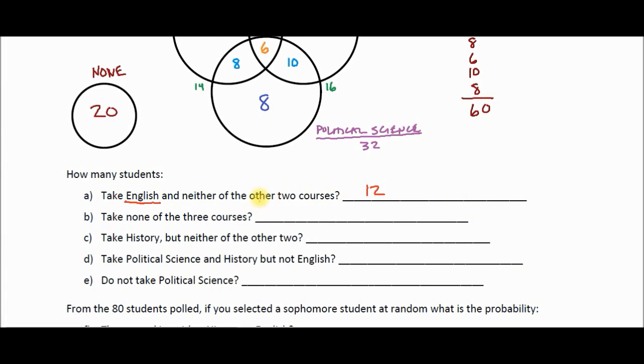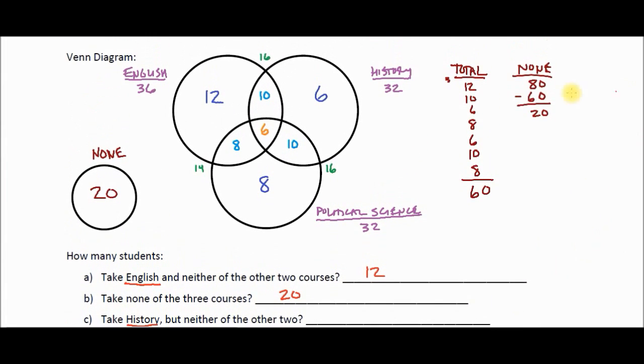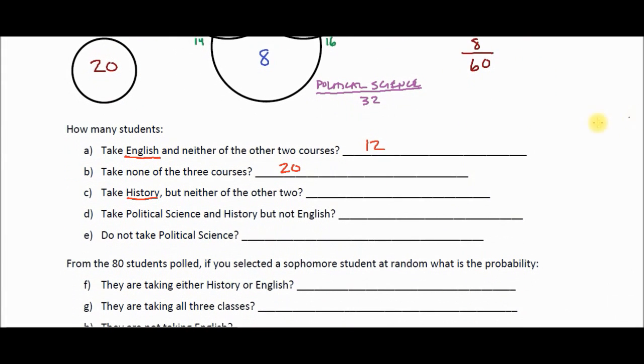How many students are taking none of the 3 courses? Oh, we already did that work. We found 20 students aren't taking any of the courses. How many take history but neither of the other 2? Well, that's the same as A. A is English and neither of the other 2. C is history but neither of the other 2. Take a look. These 6 students, they're taking history only, but they're not taking English or political science. And the answer is 6.